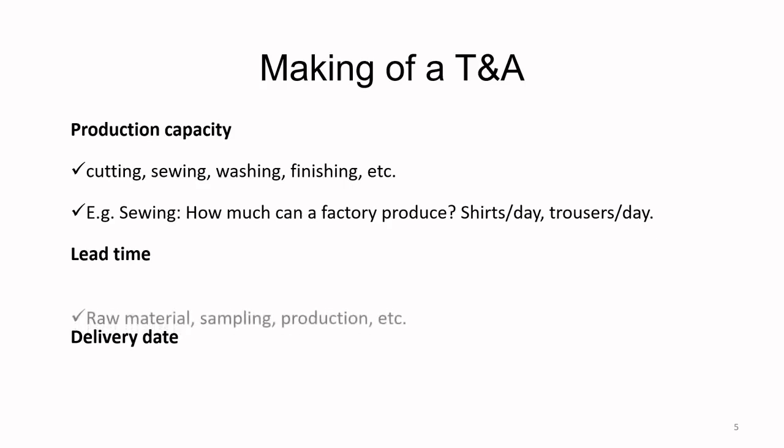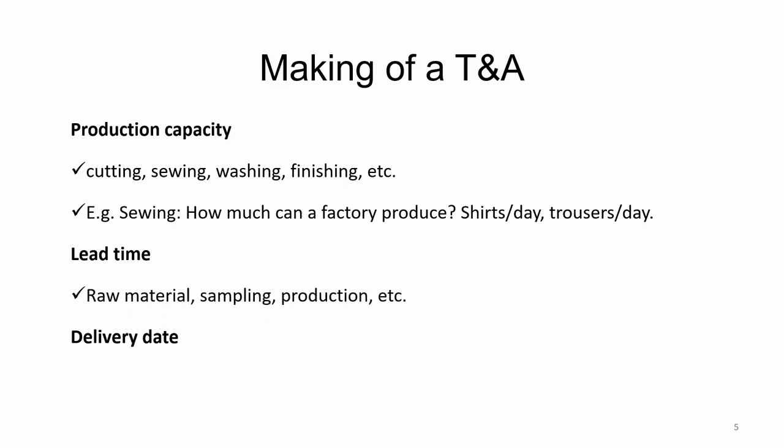And what is the lead time for the raw material, for the sample making, for the production? And when we say the lead time is the amount of time required by the factory to, let's say, source the raw material or to make the samples or to complete the production. That is the lead time. And then the delivery date. What is the delivery date which the factory has negotiated with the customer or the buyer? So you have the order, you have the delivery date, and all things that are going to happen between this period will go into the making of the time and action calendar.